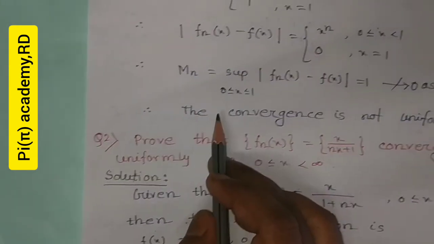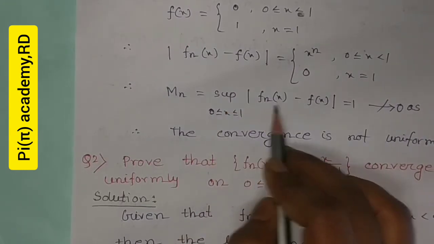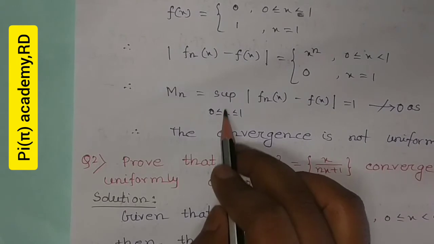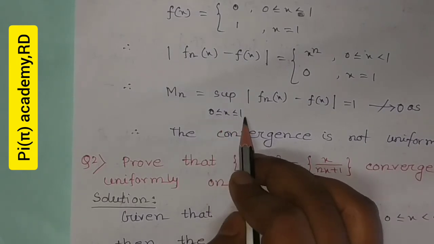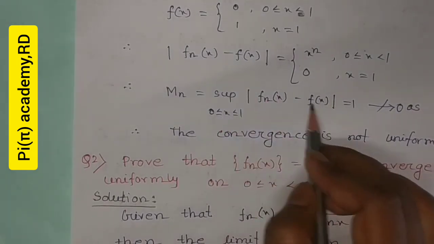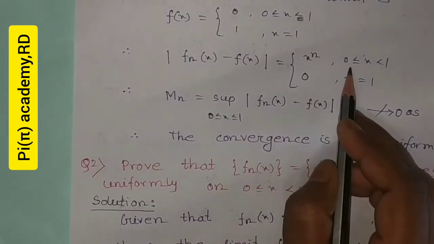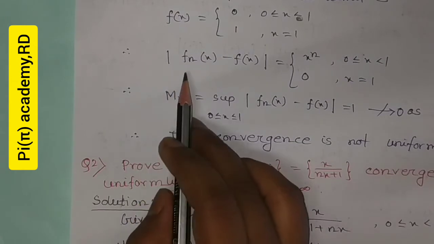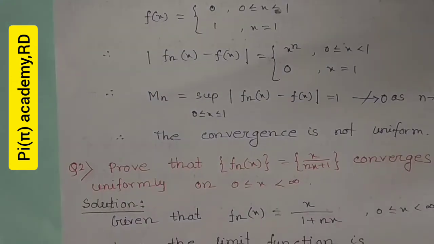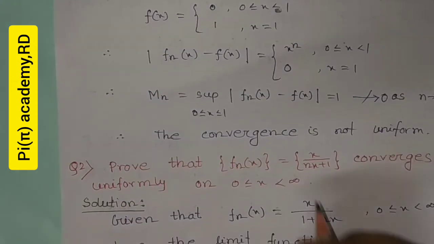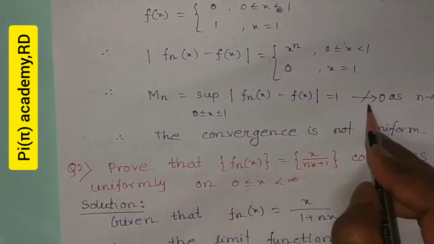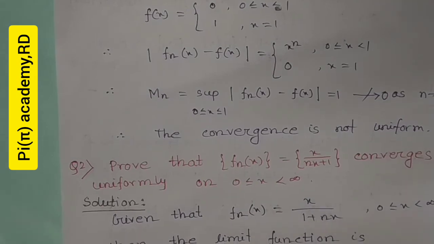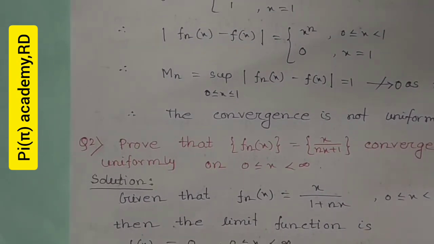Now Mn, we know Mn equals the sup of mod fn(x) minus f(x), which equals fn(x) minus f(x) when x belongs to 0 less than or equal to x less than 1, and clearly this sup is 1, and it does not tend to 0 as n tends to infinity. Therefore we can say by the Mn test that the convergence is not uniform.